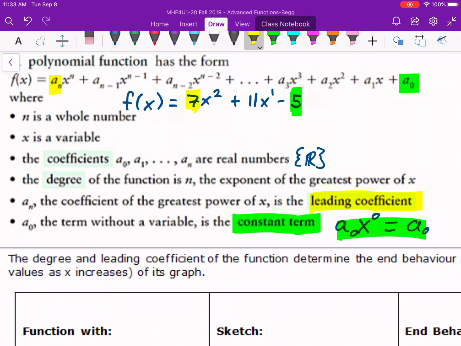So n is a whole number. It's the exponent. x is the variable. The coefficients are real numbers. Remember, real numbers can be positive or negative. They can be decimals or not decimals. It doesn't matter. They could be fractions. The degree is the exponent with the greatest power. If it's written in standard form, it's the one on the left. That's called the leading coefficient. And a sub 0, or a naught, as we might call it, is the term without a variable. It's the constant term.